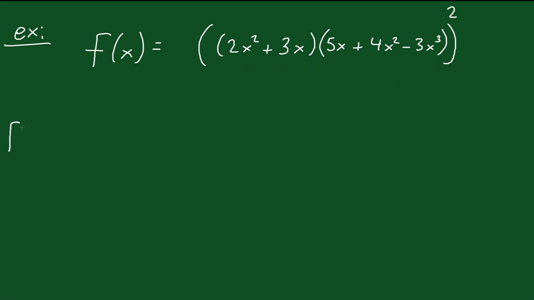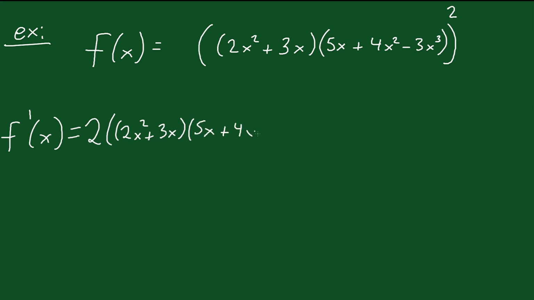So if I want to take the derivative of this, I can start by saying, all right, let's take the derivative of the outside most part, bring down the 2. 2 multiplied by whatever the base is. The base in this case is simply, as it's written there, 2x squared plus 3x, 5x plus 4x squared minus 3x cubed. And the exponent reduces by 1, so it becomes 1, right? 2 minus 1 is 1. And you don't have to write it because it's 1, of course. So that's how we would take the derivative of the power rule.